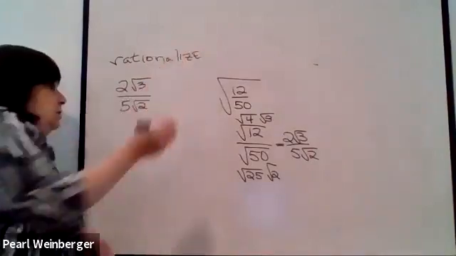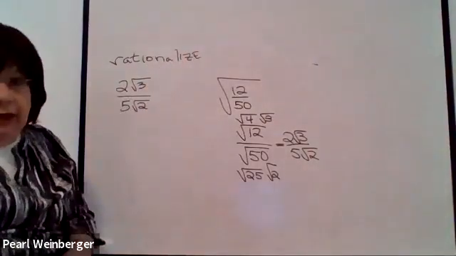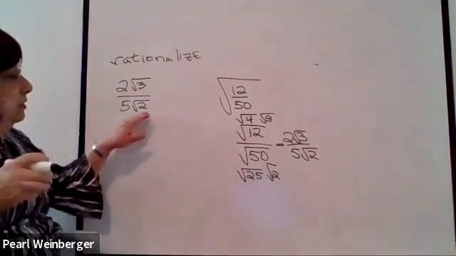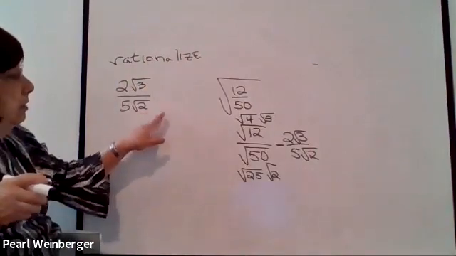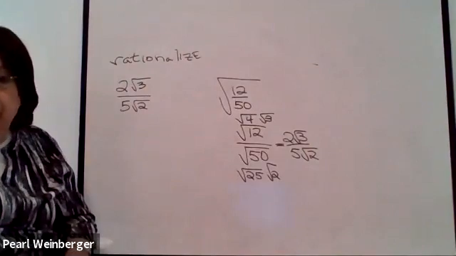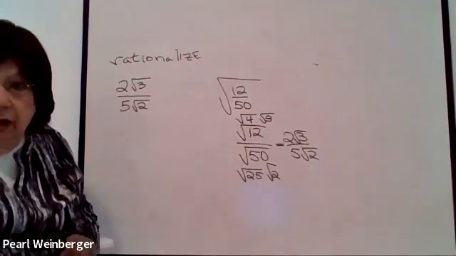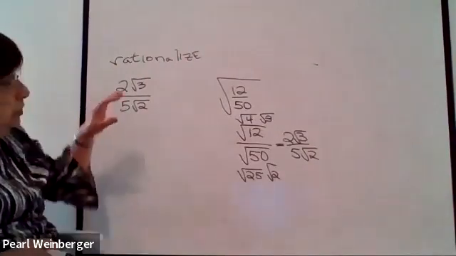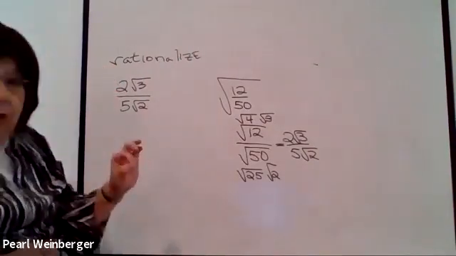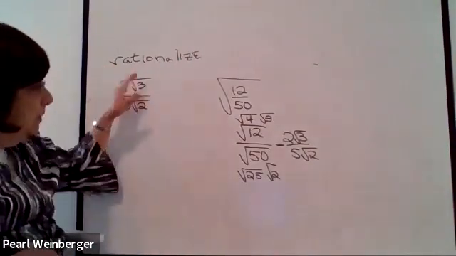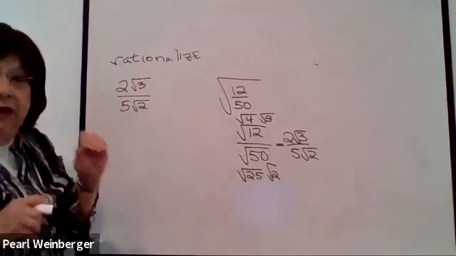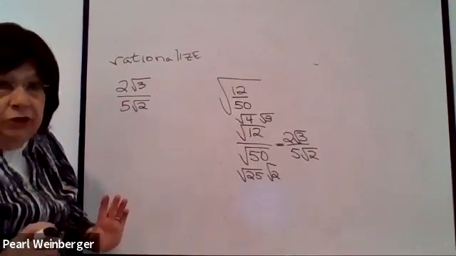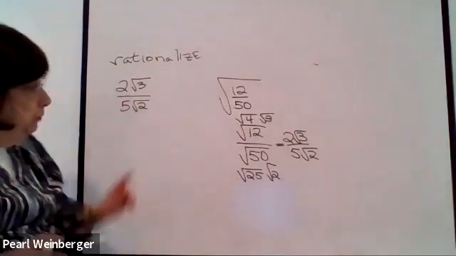So the question is, how do we rationalize the denominator? How do we make this denominator into a number without any radical? And it's really not a hard process, because remember with fractions, as long as I multiply the top and the bottom of the fraction by the exact same thing, I will not change the value of the fraction.